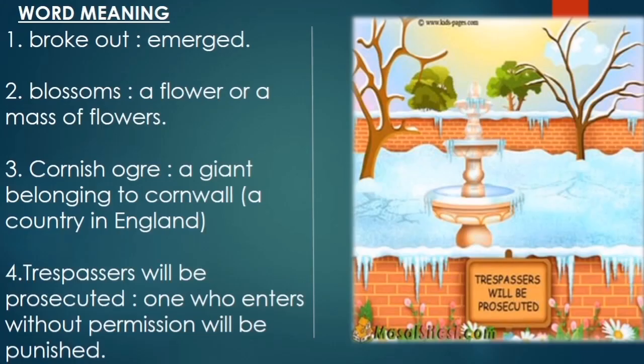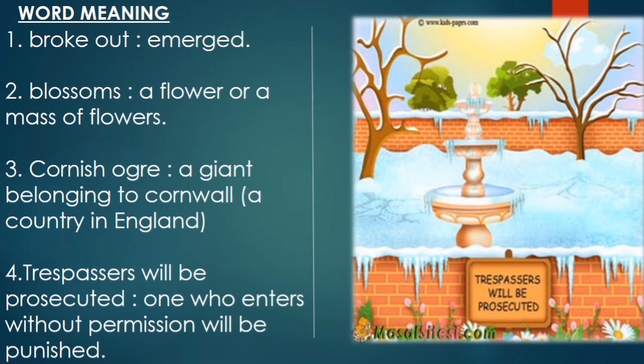So on your screen you can see some word meanings. Broke out, from the first paragraph, third line, means emerged or appeared. Blossoms: a flower or a mass of flowers. Third one is Cornish ogre, a giant belonging to Cornwall, a country in England.